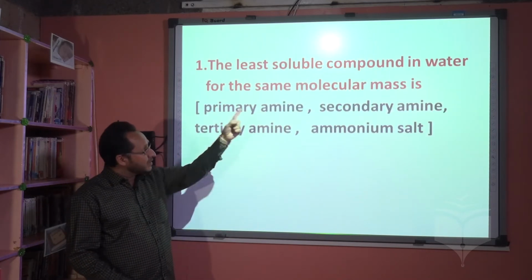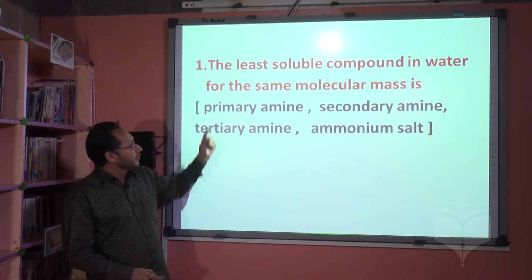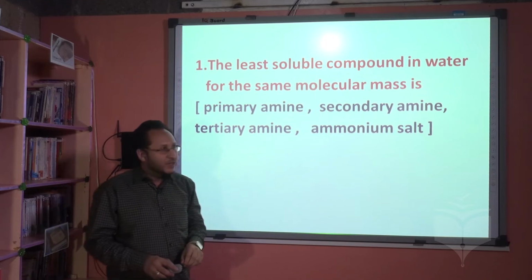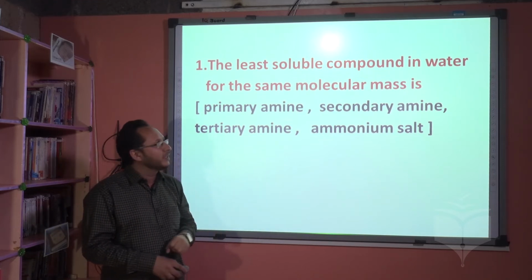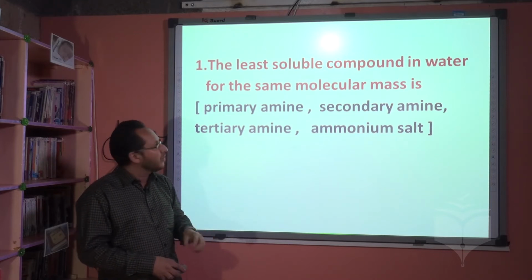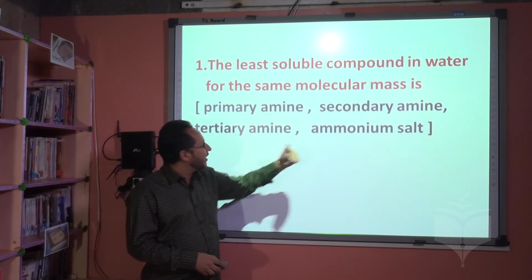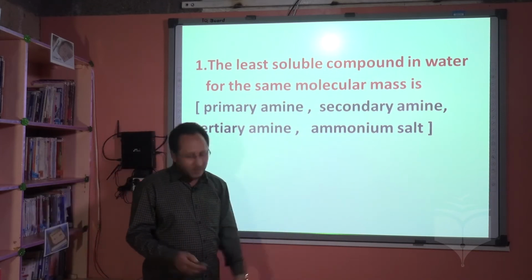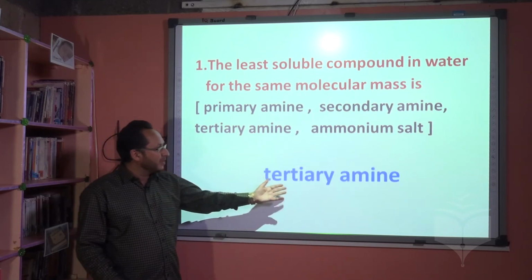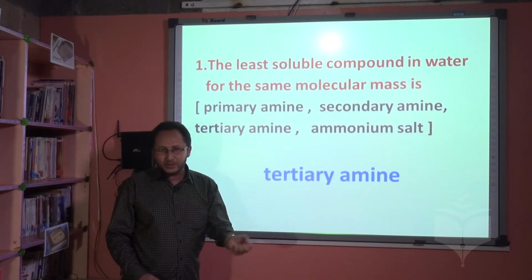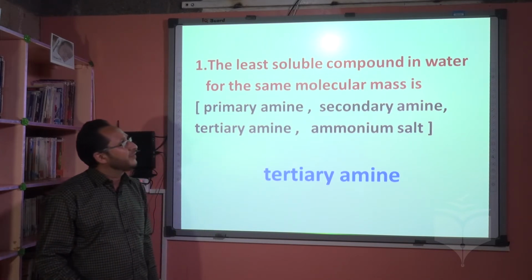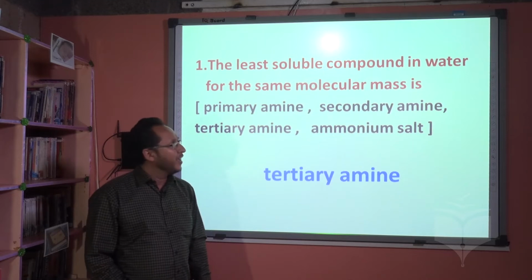Okay, the least soluble compound in water for the same molecular mass: it means you have the same molecular mass. So which one has the least solubility in water, or the least degree of dissolving in water? Primary amine, secondary amine, tertiary amine, or ammonium salt? What is the answer now? Yes, it is tertiary amine, because there is less hydrogen bonding with water. So these are the points of the physical properties of amines.